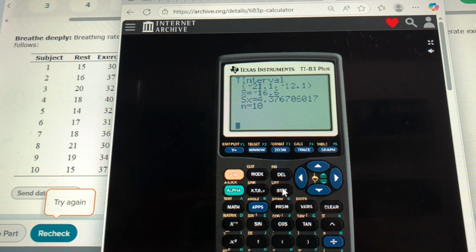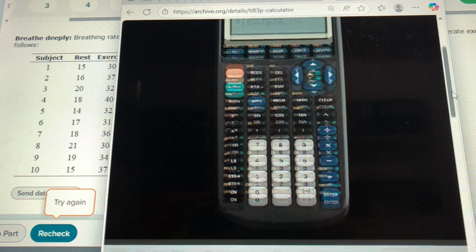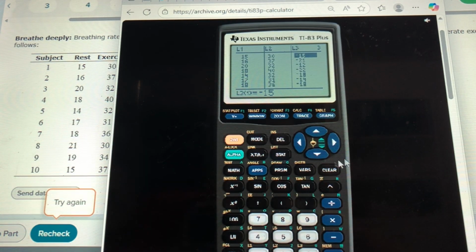Okay, let's check it. $15, $16, $20, $18, $14, $17, $18, $21, $19, $15. Okay. $37, $34, $30, $36, $31, $32, $40, $32, $37. Huh, that's weird. Negative 15, 21, 12, 22, 18, 14, 18, 9. Yeah, they're all right.